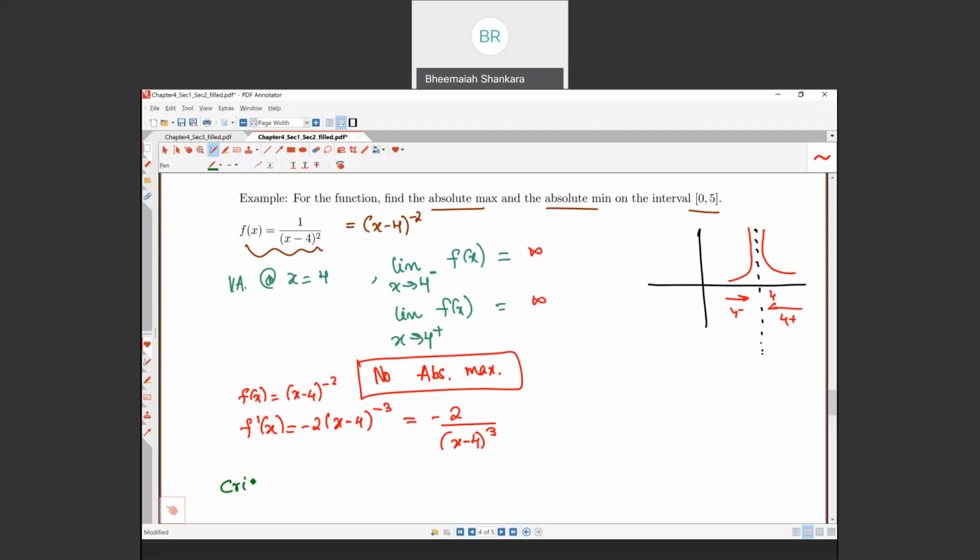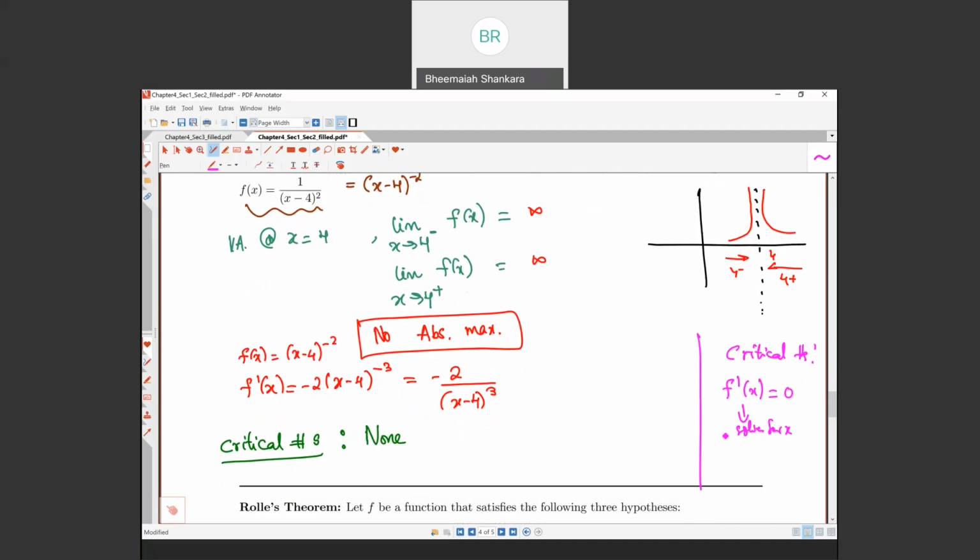So you can write critical numbers, and then there are no critical numbers, so you can write none. The reason is the critical point calculation looks like this. When you want to find the critical numbers, all you do is you find f prime and you equate it to 0, and then you solve for the value x, the unknown x.